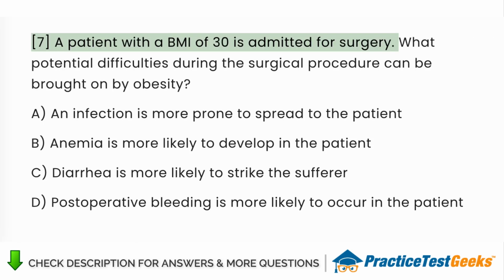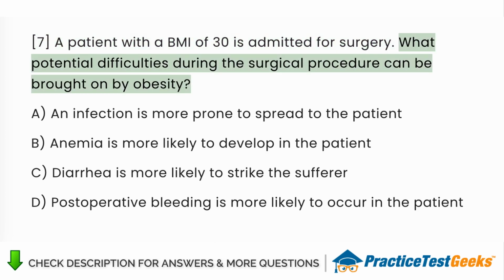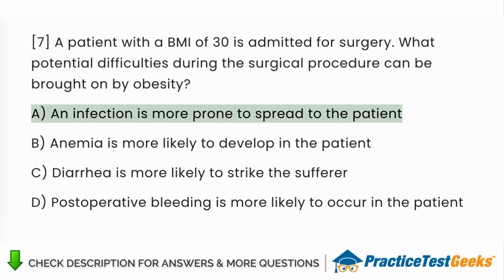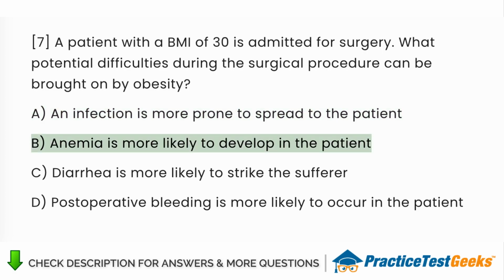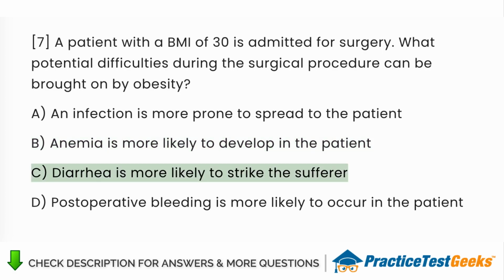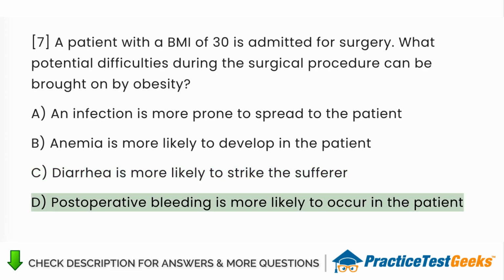A patient with a BMI of 30 is admitted for surgery. What potential difficulties during the surgical procedure can be brought on by obesity? A. An infection is more prone to spread to the patient. B. Anemia is more likely to develop in the patient. C. Diarrhea is more likely to strike the sufferer. D. Postoperative bleeding is more likely to occur in the patient.